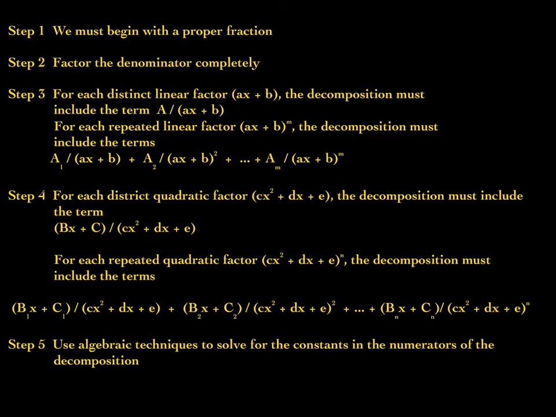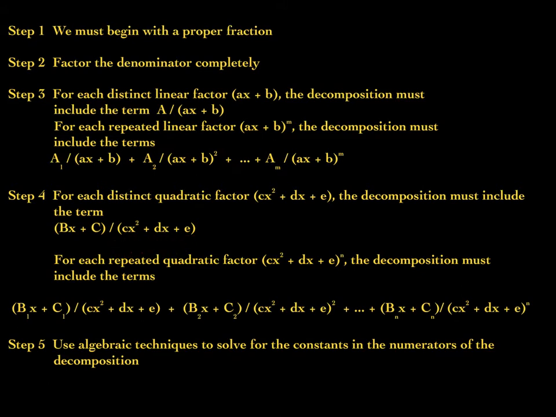I miswrote here: for each, not distinct quadratic, but for each distinct quadratic factor, you may want to change your notes here. For each distinct quadratic factor, cx squared plus dx plus e, that's a quadratic factor, the decomposition must include the term, now watch this, bx plus c over that quadratic factor. So notice that this numerator is degree 1, where the degree of the denominator is degree 2.